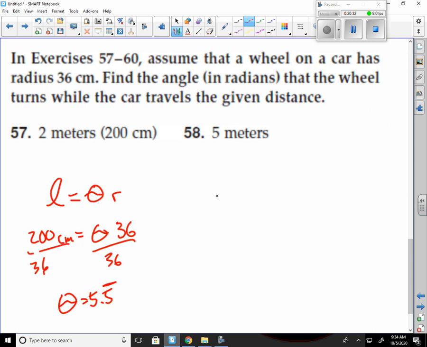For this one, I'm just going to end up doing 500, because 5 meters is 500 centimeters, over 36 to find my theta. It gives me 13.8 repeating. All right, that's it for this one. It went a little long today, but that's all right.